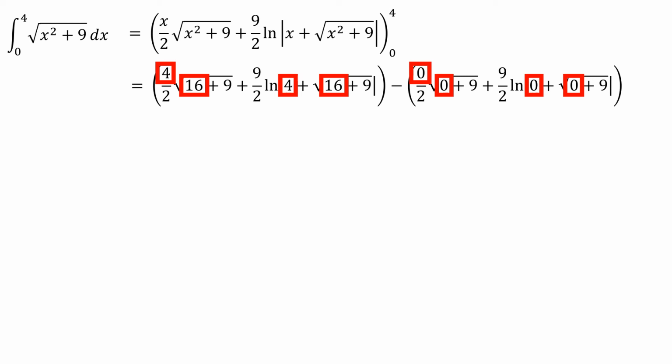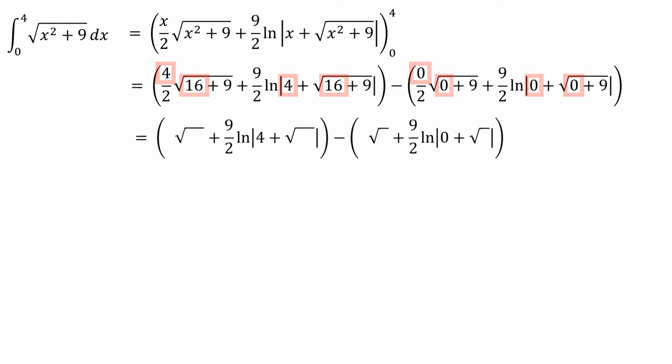So how much can we tidy this up? Okay, I've got that 4 over 2. Well, 4 over 2, plain old 2. Inside the square root, I've got 16 plus 9, that's just 25. 0 over 2, of course, is just 0. Inside the square root symbol, 0 plus 9 is 9.